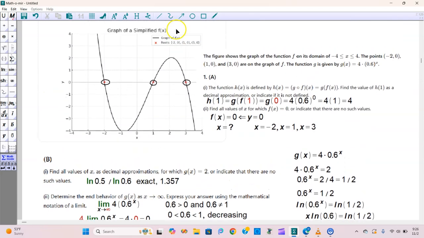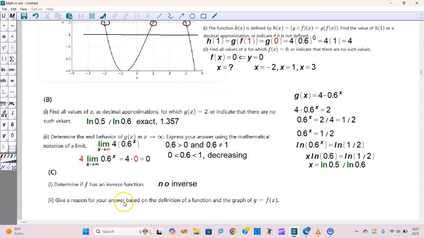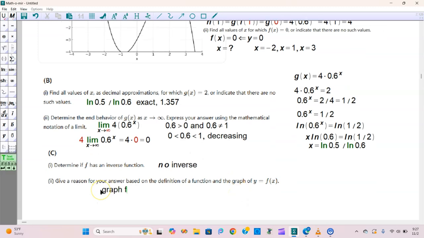Determine if f has an inverse function. Well, look at f here. Does this have an inverse function? Definitely it doesn't, because it fails the horizontal line test. You can tell you have the same y coordinate, say -1, corresponding to 3 different values of x. The last part is to give a reason for your answer based on the definition of a function and the graph of y equals f of x. The graph fails the HLT, the horizontal line test.